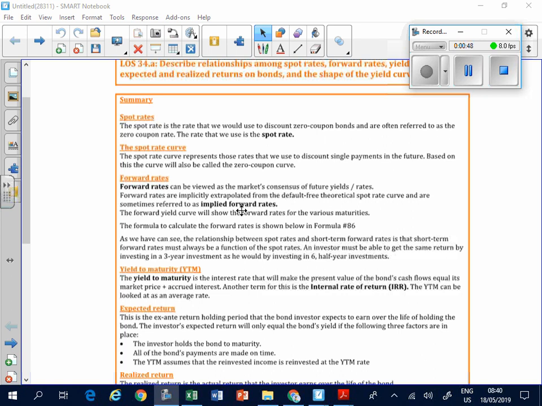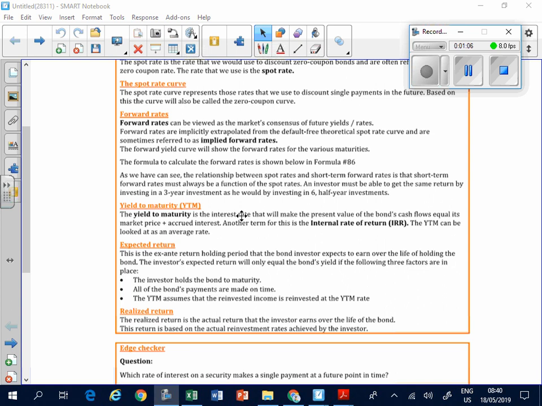Forward rates are what? The expected future spot rates. Exactly. Forward rates also have a what? What does a spot rate have? A maturity. So forward rates also have a maturity, but they only apply in the future. Cool. Okay, yield to maturity.